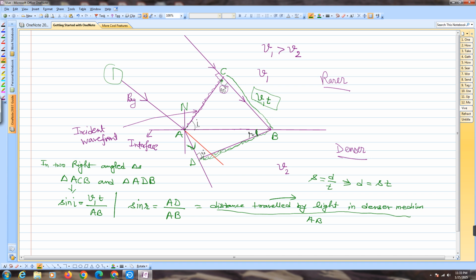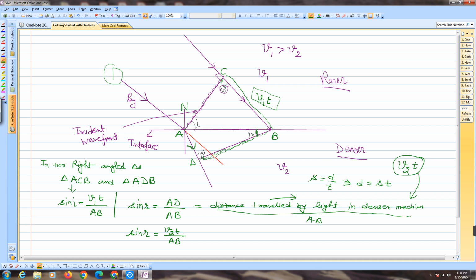So speed is how much? Speed is v2 in the denser medium. Let us consider the light moves with v2 velocity in denser medium, and the time taken by it to move AD distance is t. So this is the distance traveled by light in denser medium, which can be written as v2t. So the value of sine R is equal to v2t upon AB.